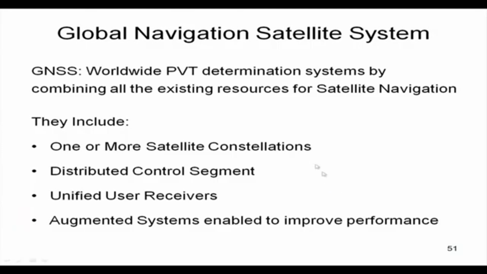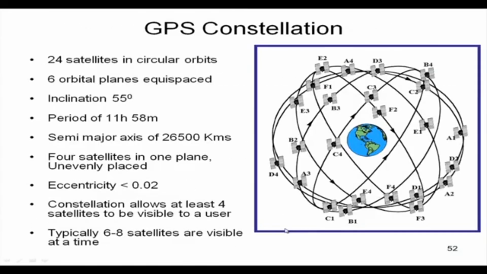Now, let us talk about the global navigation satellite system, which is a worldwide PVT determination system. By combining all existing resources of satellite navigation, people try to use a GPS GLONASS combined receiver, or Galileo GPS GLONASS combined receiver, like that. So, you have a larger number of satellites, and you can select the best satellites looking at the GDOP of different constellations. One or more satellite constellations are used, with a distributed control segment and a unified user receiver, and there are augmentation systems enabled to improve the performance.